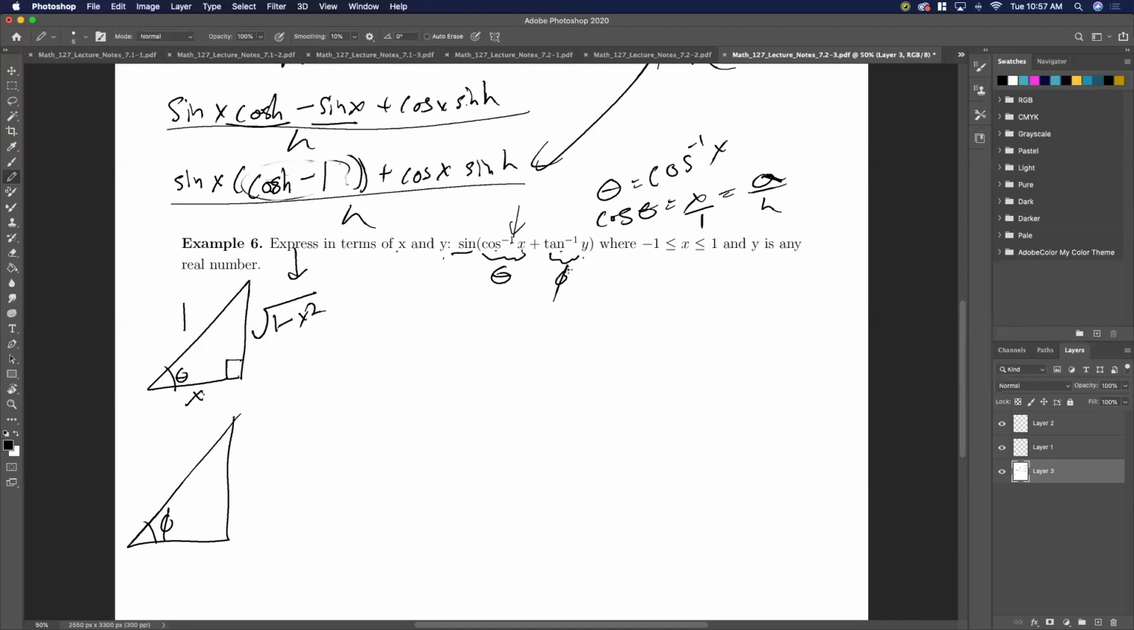Let's do tangent. So phi equals the inverse tangent of y. That means tangent of phi is equal to y, which is equal to opposite over adjacent, right? And here the adjacent will be 1, or we'll just make it a 1. So here, y and 1. So tangent of phi is equal to y over 1. That's the information. And here, this squared plus this squared equals this squared, so this will be the square root of 1 plus y squared.